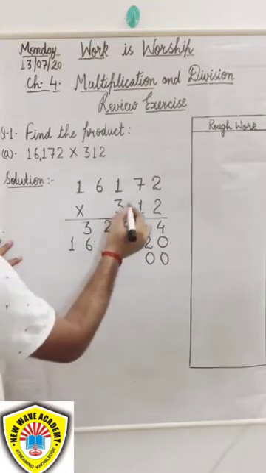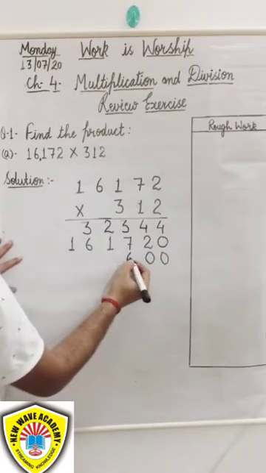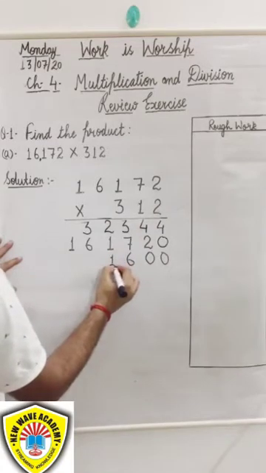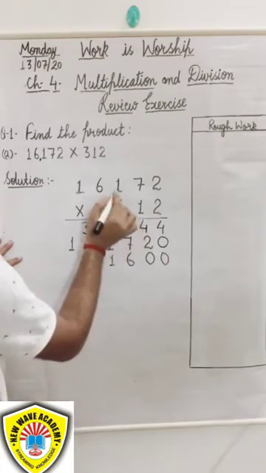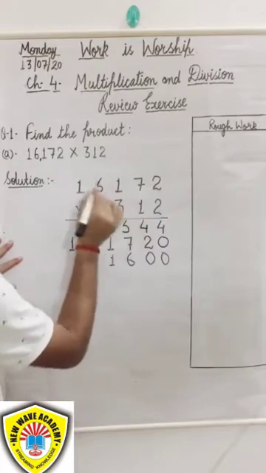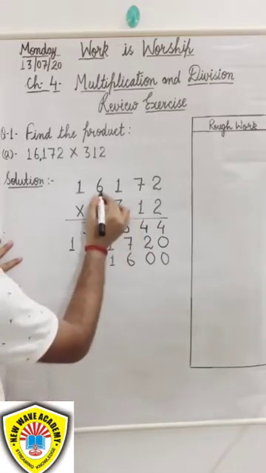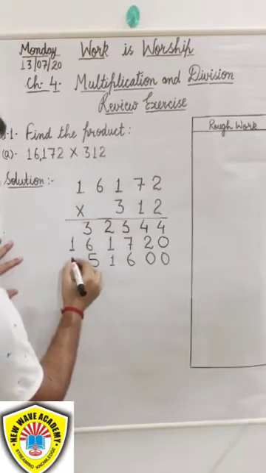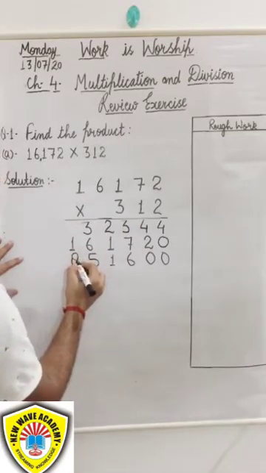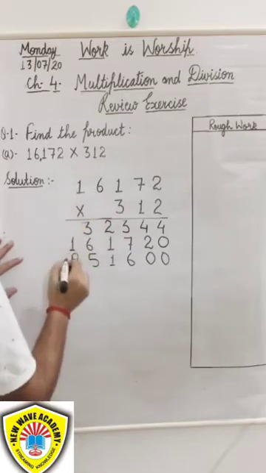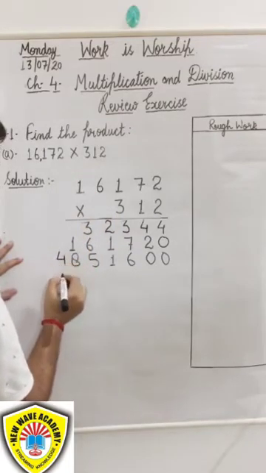Now start. 3 2s are 6, 3 7s are 21. So we will write only 1 here, and 2 will be added as carry to the next place. 3 1s are 3 plus 2 carry is 5. 3 6s are 18. So we will write only 8 here, and 1 will be added as carry to the next place. 3 1s are 3 and 1 carry is 4.